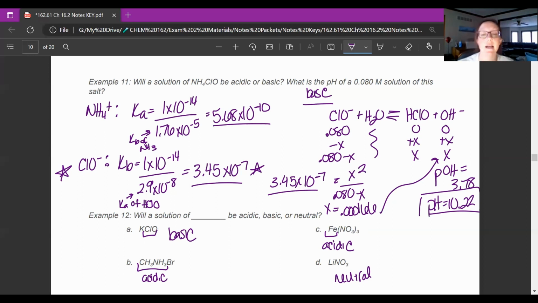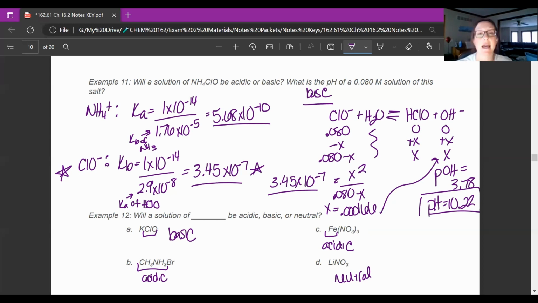All right, C. I'm going to look at NO3 first. The nitrate ion is the conjugate of nitric acid, HNO3, which is a strong acid, so it's not going to do anything. Fe is a metal ion, but it is not group 1 or group 2, so it does affect the pH. It does make it acidic. We're not calculating those ones. That's in a much later unit.